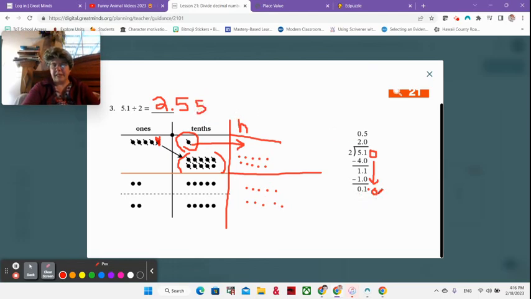Do you see that? 10 divided by 2 is 5 hundredths. Yeah? Okay, do you see how that works? Going out one more place value. Very important thing for you to know how to do, right?